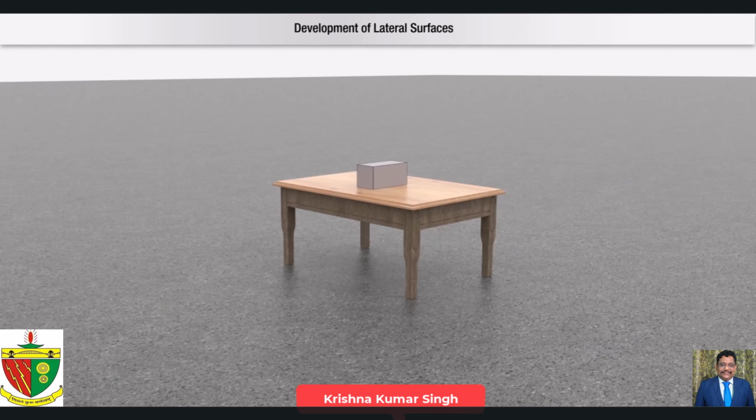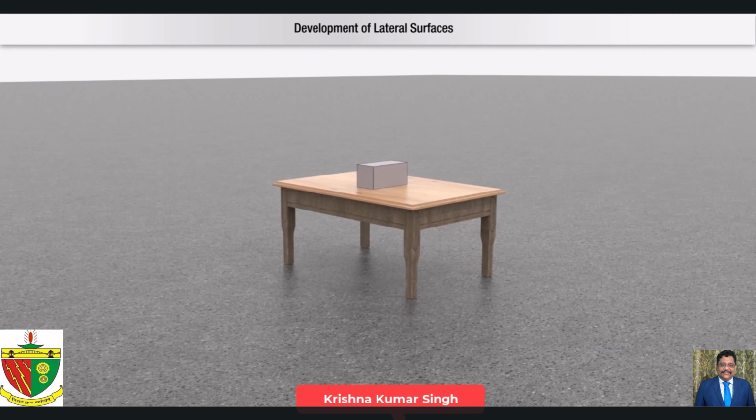Development of lateral surfaces. Imagine that a solid is enclosed in a wrapper of thin material such as paper. If this covering is opened out and laid on a flat plane, the flattened out paper is the development of the solid. Its development consists of 4 equal rectangles for the faces and 2 similar squares for its ends. It shows the true size and shape of the corresponding surface of the solid.